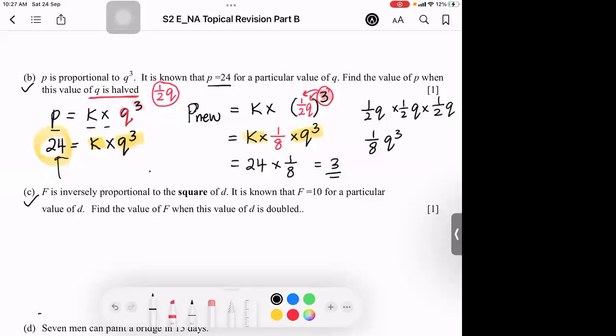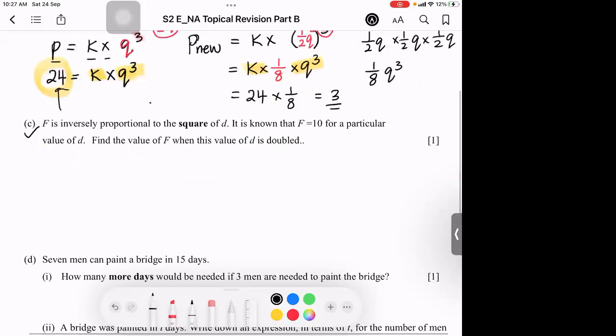Okay, we try one more question. F is inversely proportional to the square of D. Inversely proportional, so F equals to K times or K divide? K divide. Okay, K divide. This one, Brian, what is square of D? You know or not? D square. Very good.